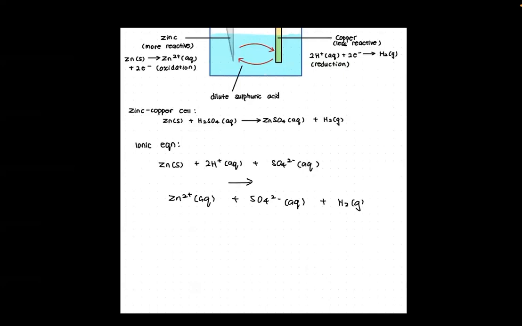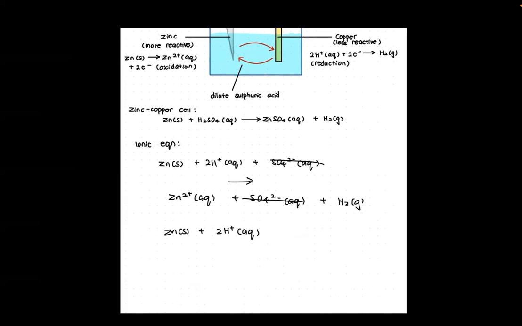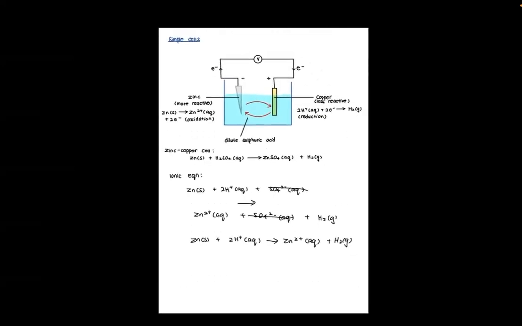Then cancel out all the spectator ions, which is SO4 2-, SO4 2-. We just get zinc plus 2H+, and that will give you Zn2+ (aq) and H2 gas. Okay, this is our ionic equation.